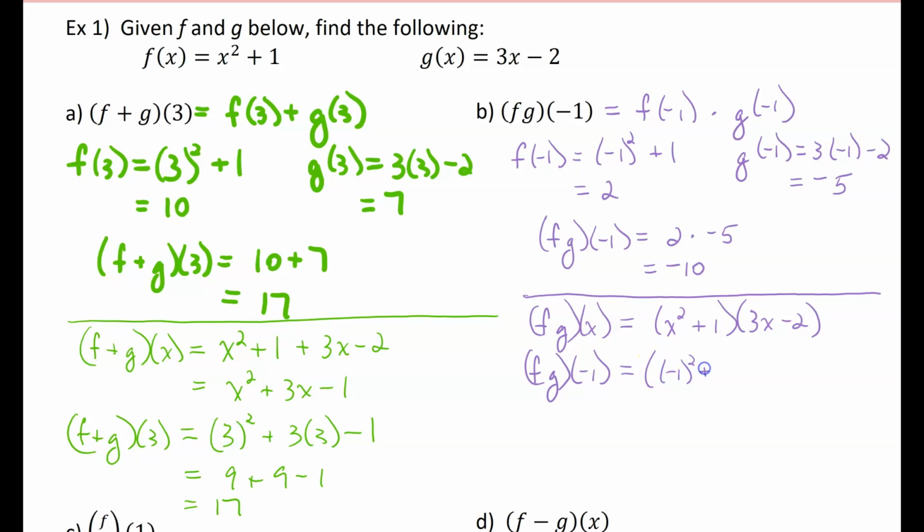Negative 1 squared plus 1. 3 times negative 1 minus 2. And in the first position, we get negative 1 squared is positive 1, plus 1 is 2, times negative 3 minus 2 is negative 5. So again, do we get to the same solution? All right. Which one's easier? The first one. First one is usually easier.